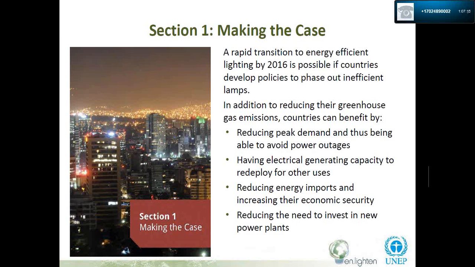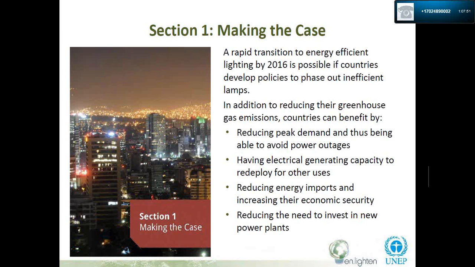The toolkit is divided into 6 sections. The first section is a way for policymakers to understand the reasons that efficient lighting can really help with the objectives that they wish to achieve in their nations. So we thought it was important to lay out some of the basic arguments. First, that a rapid transition to efficient lighting by 2016 is possible if countries can develop policies that phase out inefficient lamps at the same time working with their markets to bring in high-efficiency lamps.